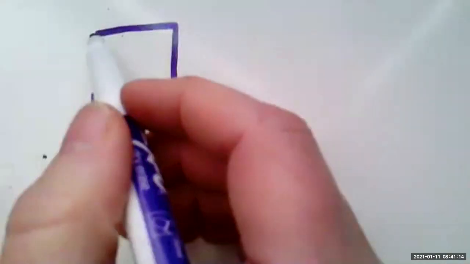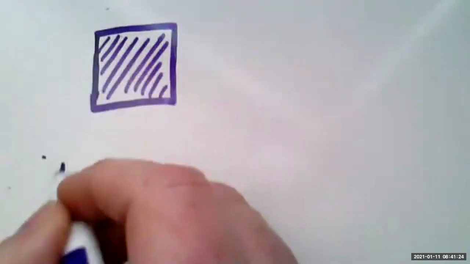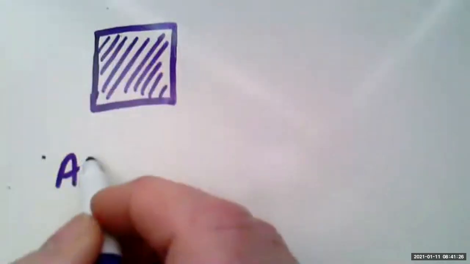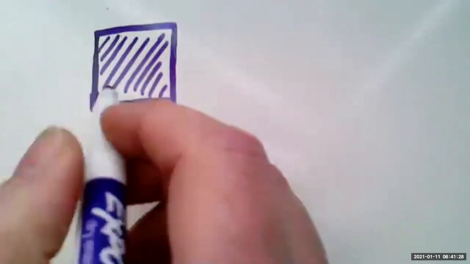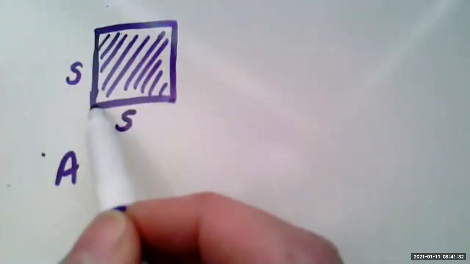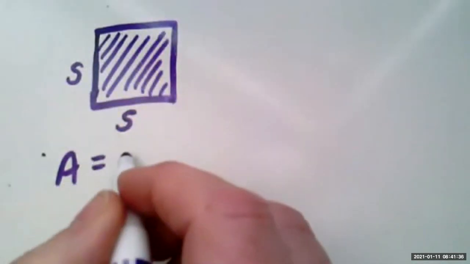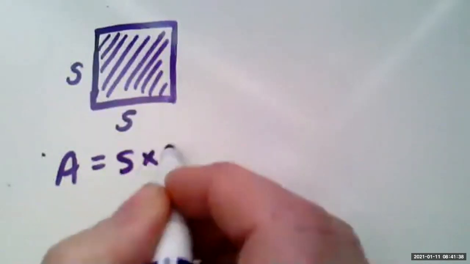Area. The area means the whole entire space or the whole entire part inside of an object. Okay, so the area of a square is a side times a side. Okay, so if you have one side times the other side, that will give you the area, or side times side.